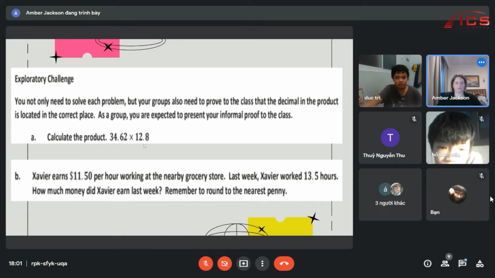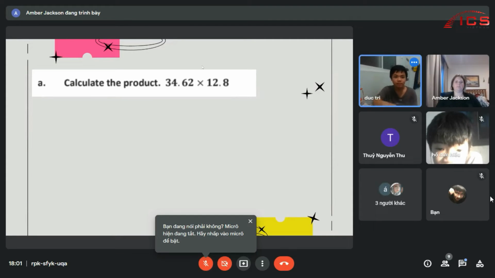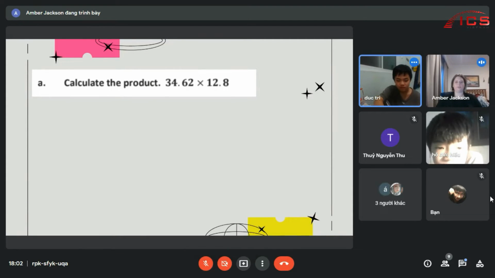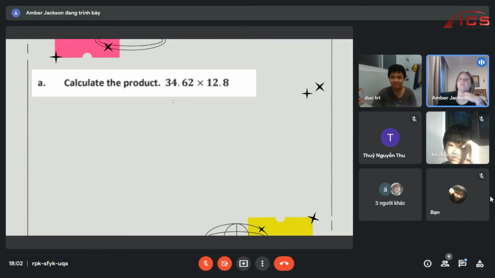So Duke Tree, can you go ahead and calculate this? 34.62 times 12.8. Duke Tree? Yes. Can you calculate this? Can you find the answer for this? I can't. You can or cannot? I cannot. Why? I haven't known about this.